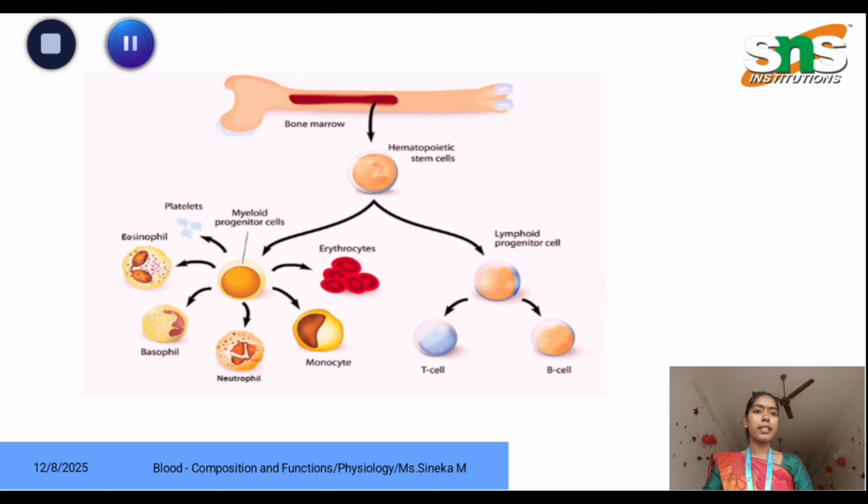The other type is lymphoid progenitor cell, such as T cell and B cell. These blood cells help to provide nutrition and oxygen and remove waste such as carbon dioxide. The T cell and B cell help in immunity.